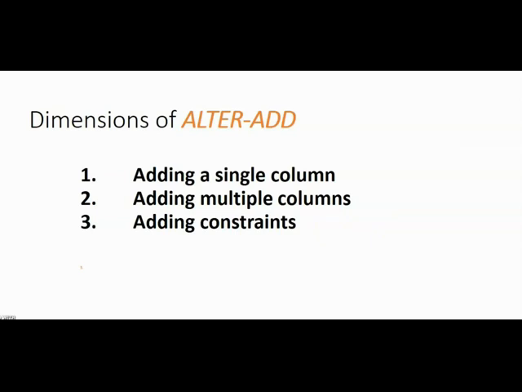We'll see what these constraints are in coming sessions. Constraints are nothing but conditions that are imposed, for example, primary key, foreign key, and other referential integrity constraints for data validity and security. These constraints we generally add during the creation of the table, but sometimes we might forget them. So it makes you flexible to add these constraints at any point of time. So we can add a single column, we can add multiple columns, and we can add constraints. We'll see all three one by one.